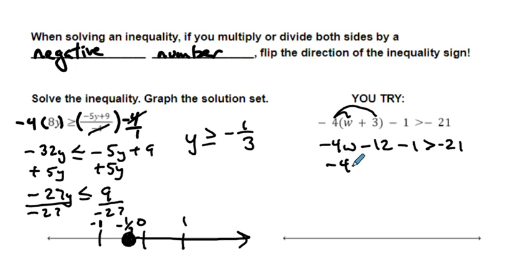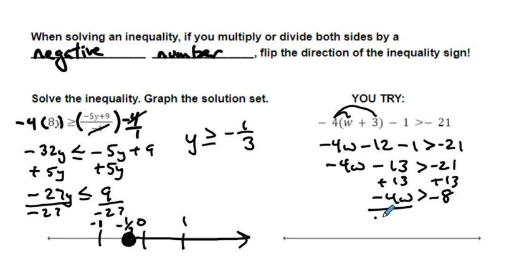So we'll have negative 4w, and then we're going to combine my negative 12 and my negative 1 into one constant, negative 13. And now we want to get this by itself. It makes more sense to move the constant over than it does to move the negative 4w and then the negative 21. Right? So let's move the constant over. So let's add 13 to both sides. So you're going to get negative 4w is greater than negative 8.